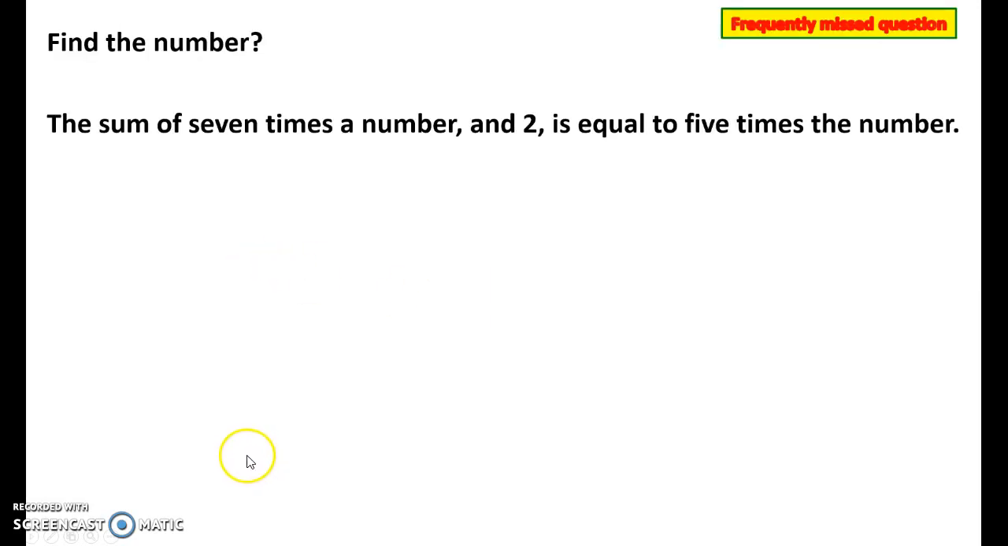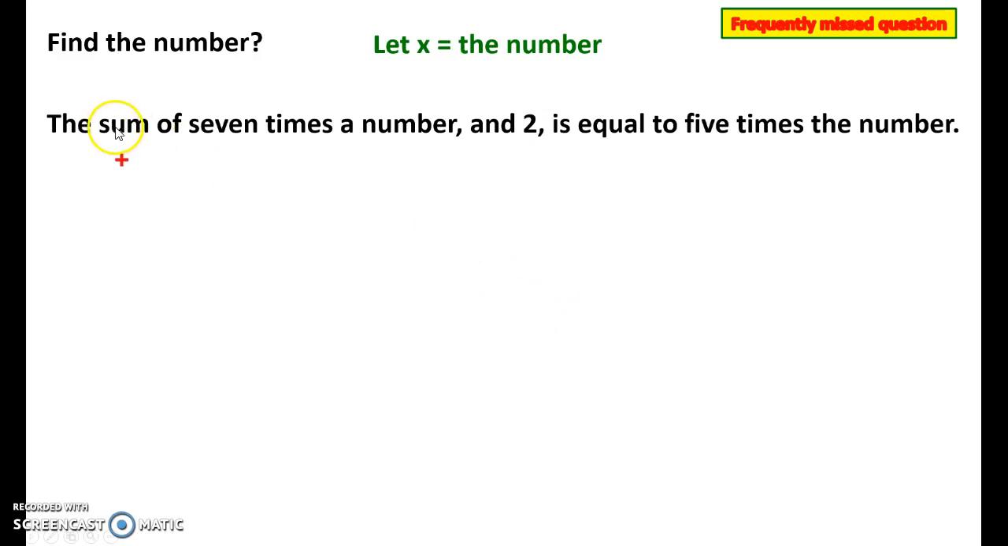Okay, here is a problem. I don't know if it's on the review, but it's a frequently missed question. The question is find the number. It says the sum of 7 times a number and 2 is equal to 5 times the number. The thing we don't know is the number, so I'm going to let x represent the number.